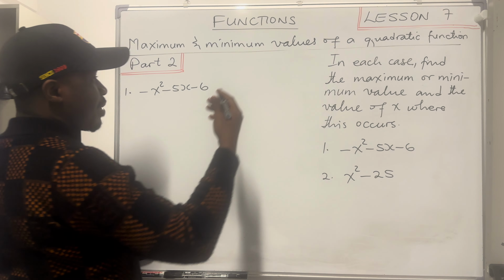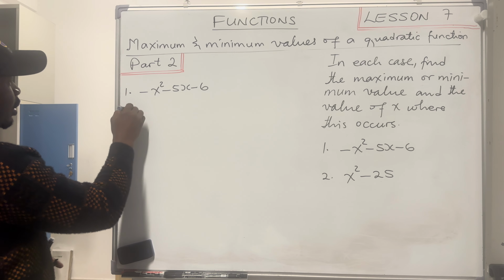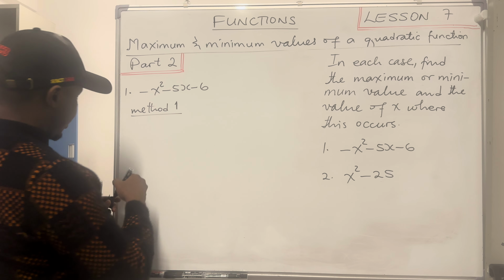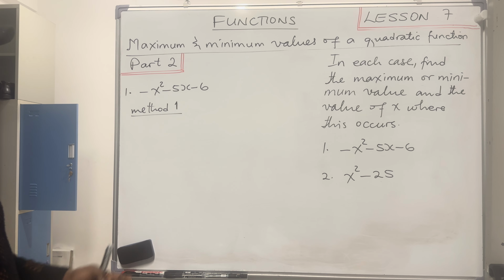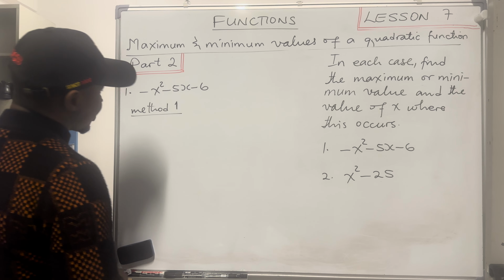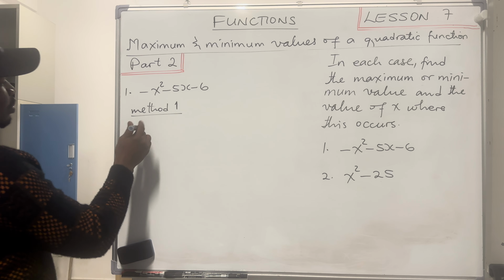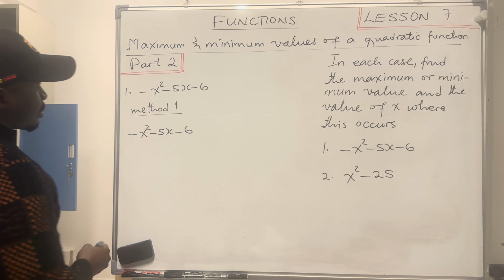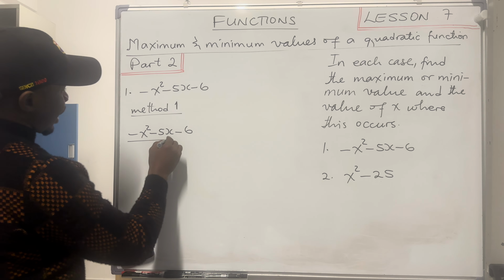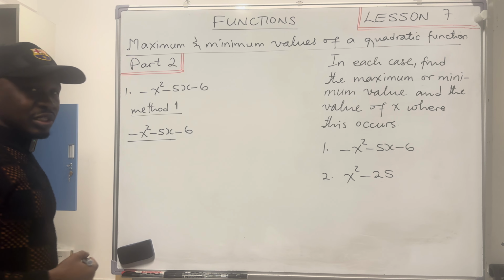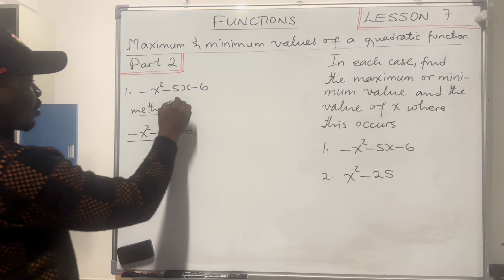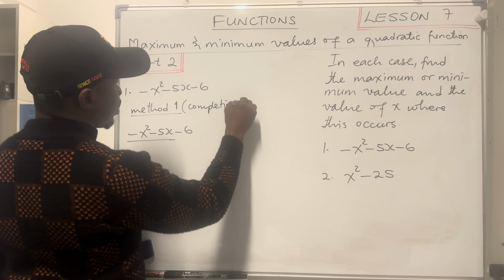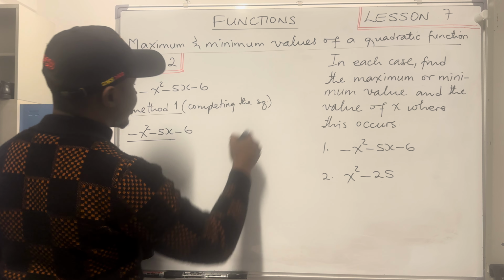We want to find the maximum or minimum value. So let us try method 1. You will have to choose which of the methods you want to develop for your exams. All right, so we have minus x squared minus 5x minus 6, but we need two terms here only to complete the square. Let me call this the completing the square method.